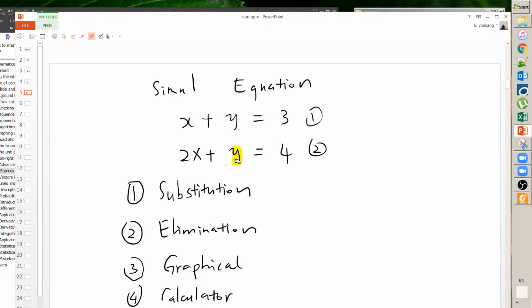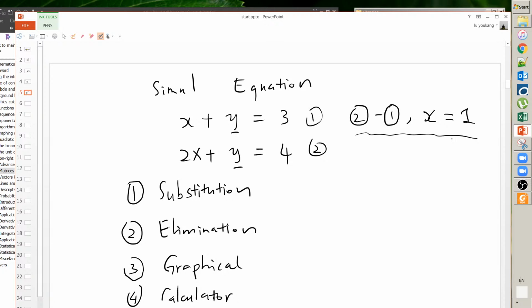Same thing, you have your equation 1 and equation 2. Can you see that you have y in both equations? What you need to do is take equation 2 minus equation 1. If you do that, 2x minus x is x. Y minus y, they cancel each other, and then 4 minus 3 is 1. So if you use elimination, straight away you get x equals 1.